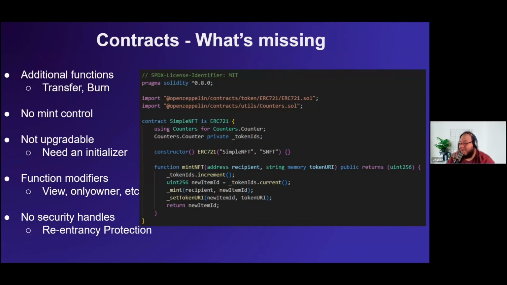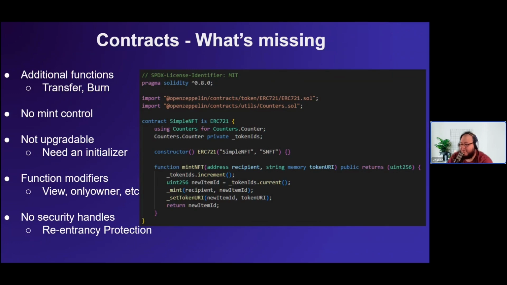This contract's missing things like mint control. If you want to have whitelisting, if you want to allow lists for users to mint before the general public, all of this kind of functionality is missing from this kind of contract. This contract's not upgradable. While we have constructors, we need something called an initializer. And an initializer will actually set initial values for every instance of this contract. So this is something that's missing from here as well.